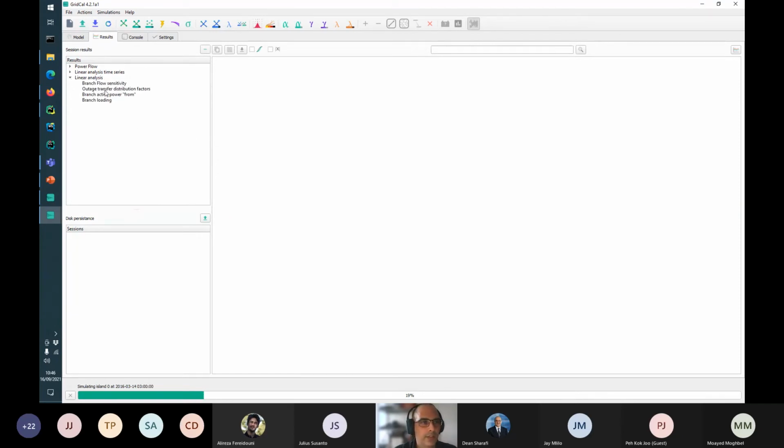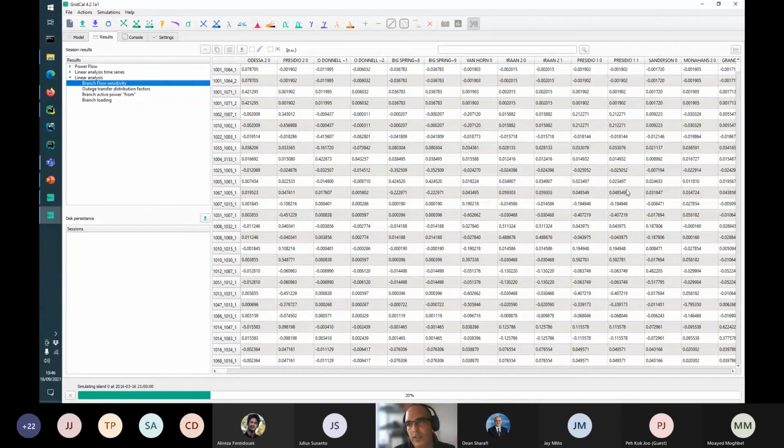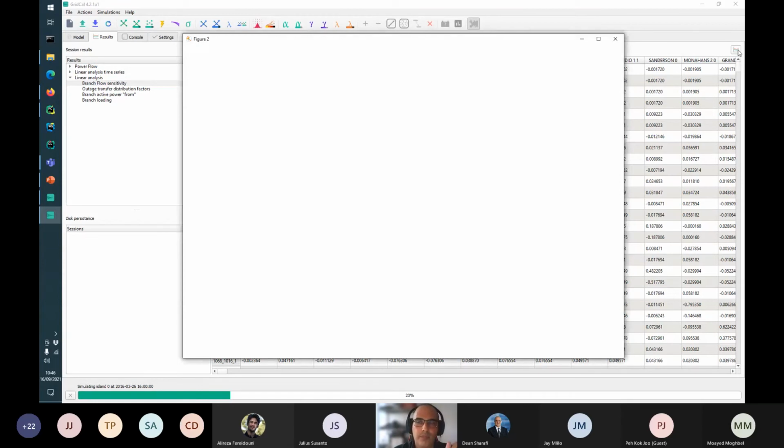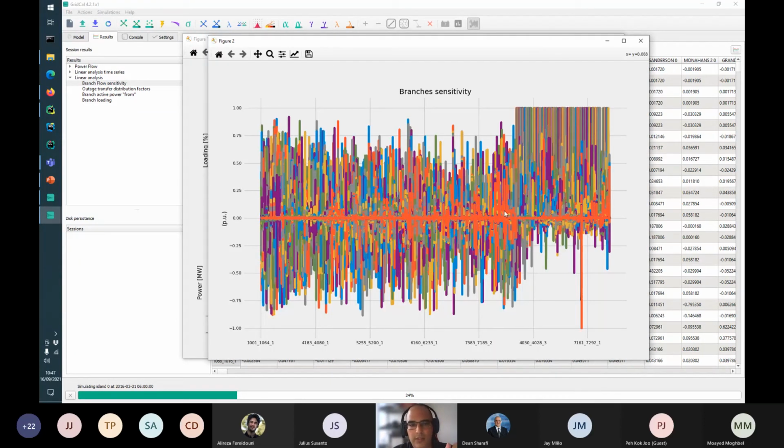There you go, linear analysis and branch flow sensitivity. This is how sensitive each of the branches is to changes in injection in any of the buses. And if we plot it and wait for it, it looks like this. This is actually very nice because none of them go beyond 1, which is theoretically correct, hopefully. So this is the sensitivity of all the branches calculated at once.